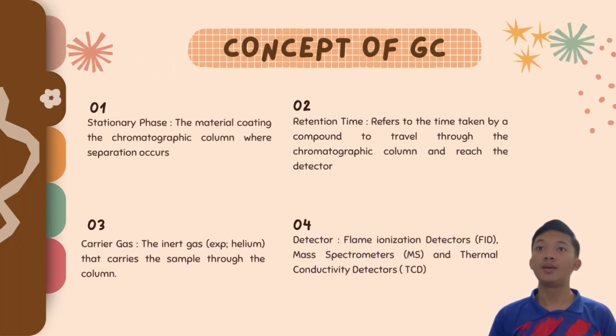So next is the concept of gas chromatography. The first one is stationary phase. Stationary phase is the material coating the chromatographic column where separation occurs. The second one is retention time. Retention time refers to the time taken by a compound to travel through the chromatographic column and reach the detector. The third one is carrier gas. Carrier gas is an inert gas, for example helium, that carries the sample through the column. The fourth one is detector. We have three detectors, which are flame ionization detector (FID), mass spectrometer (MS), and thermal conductivity detector (TCD).